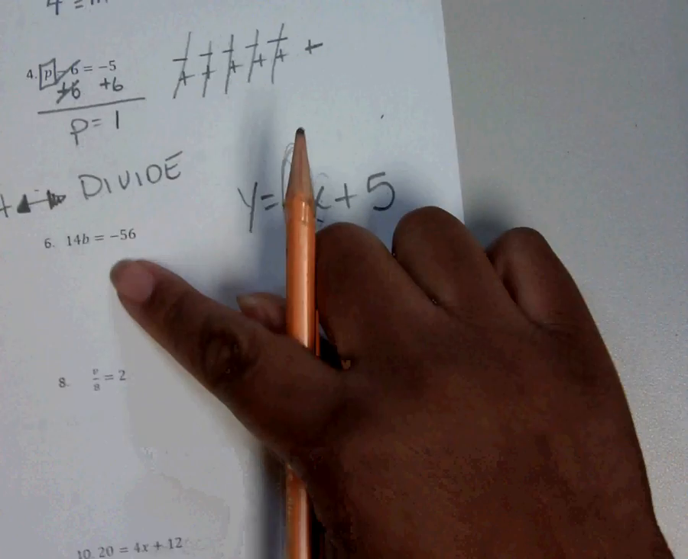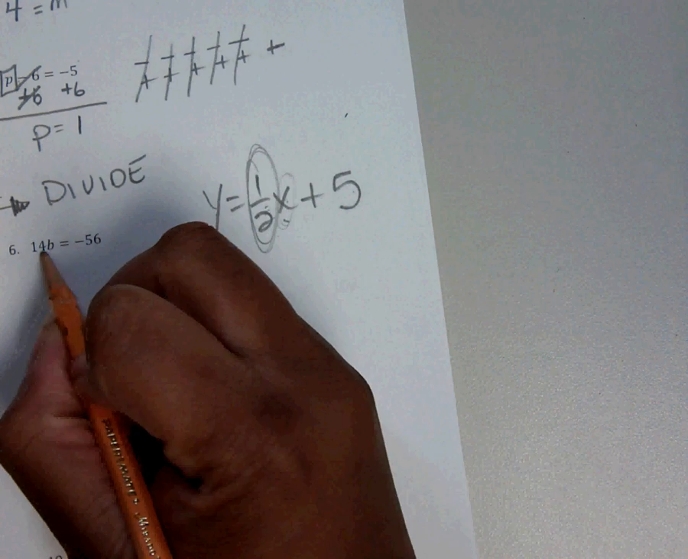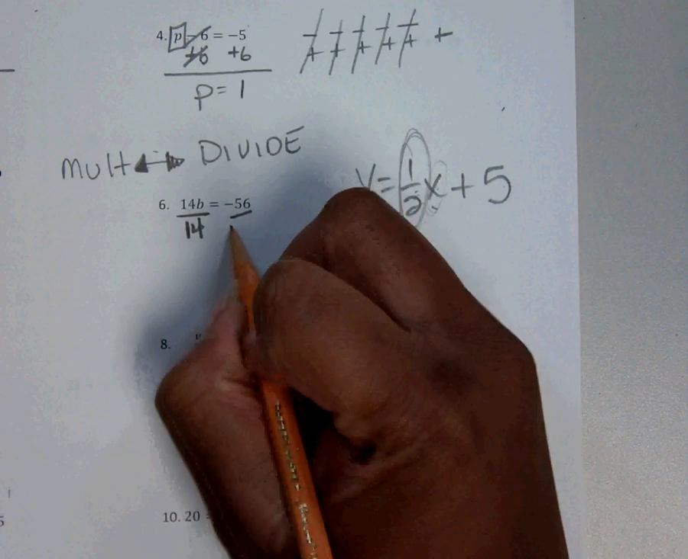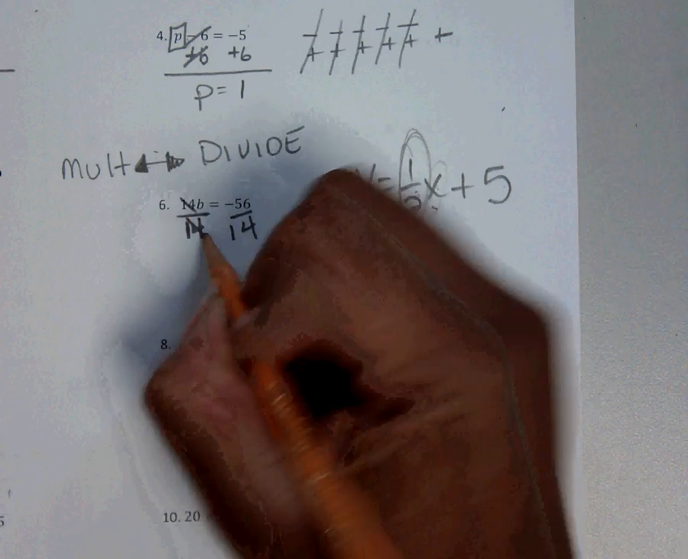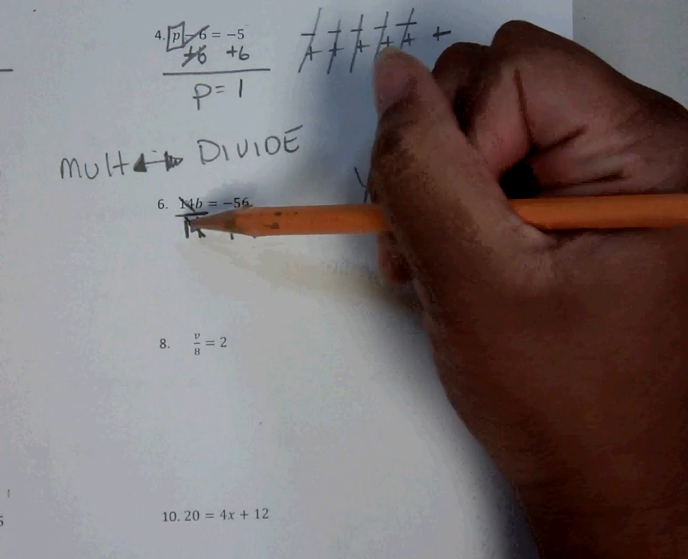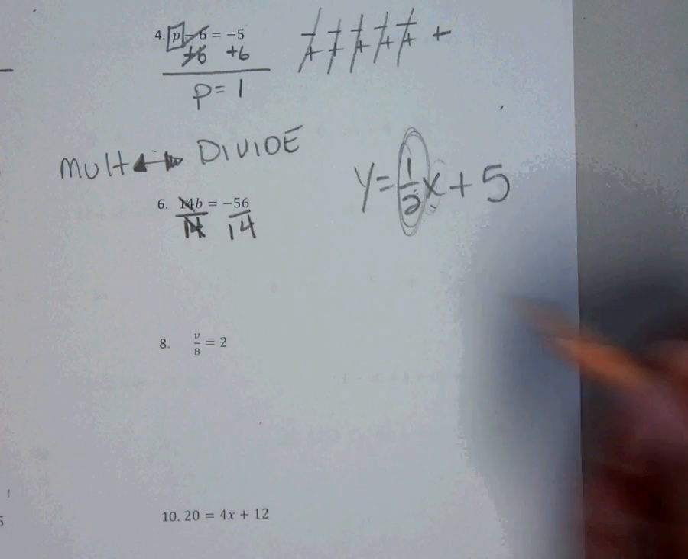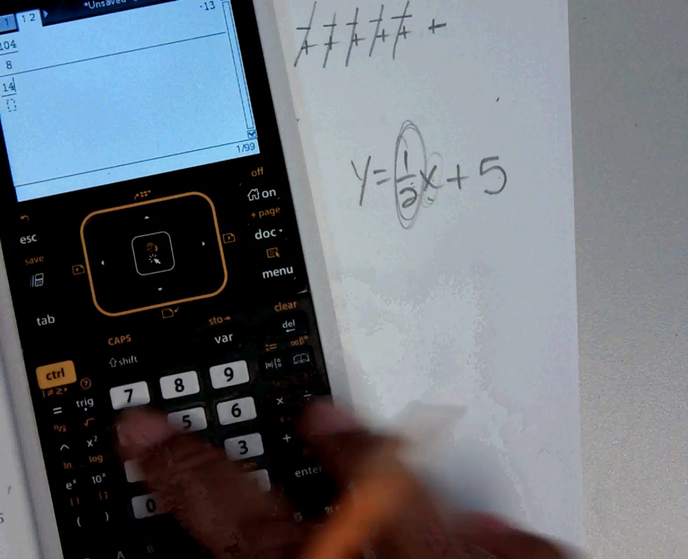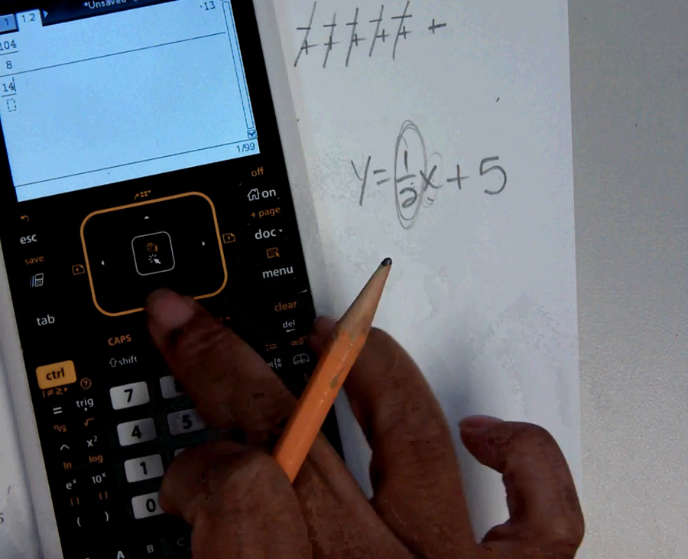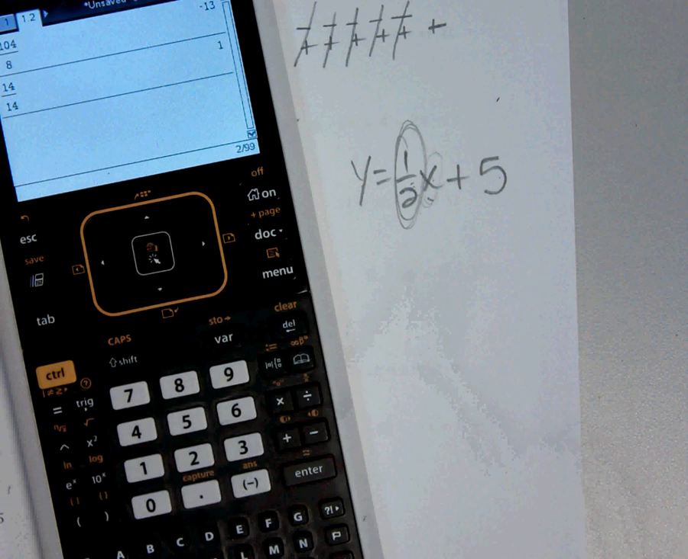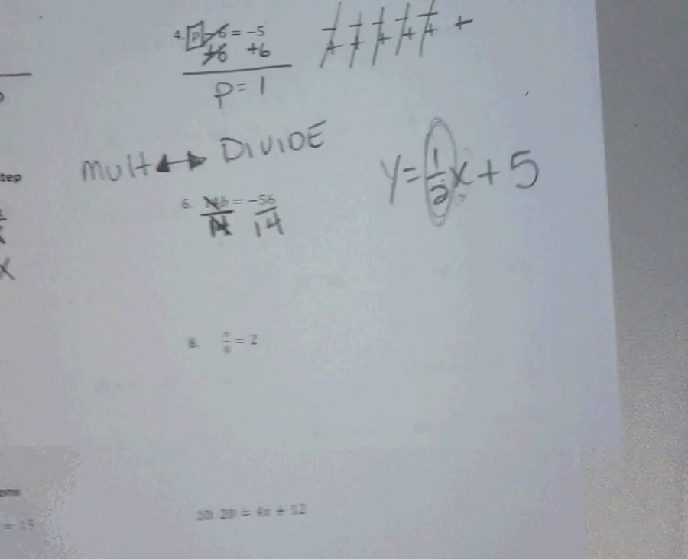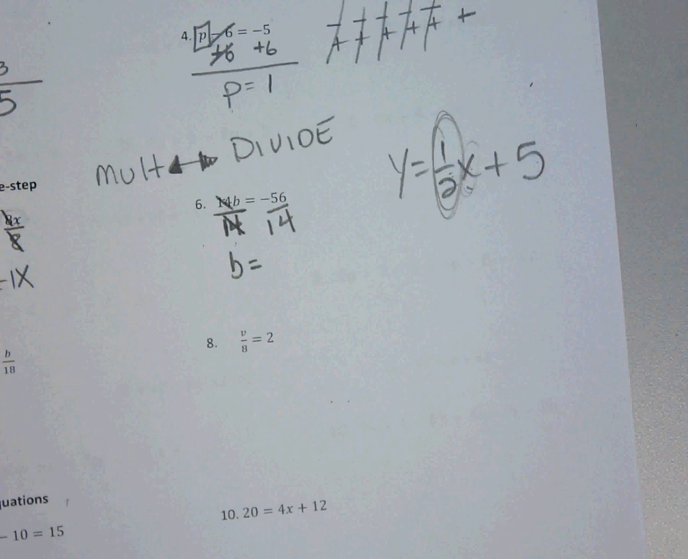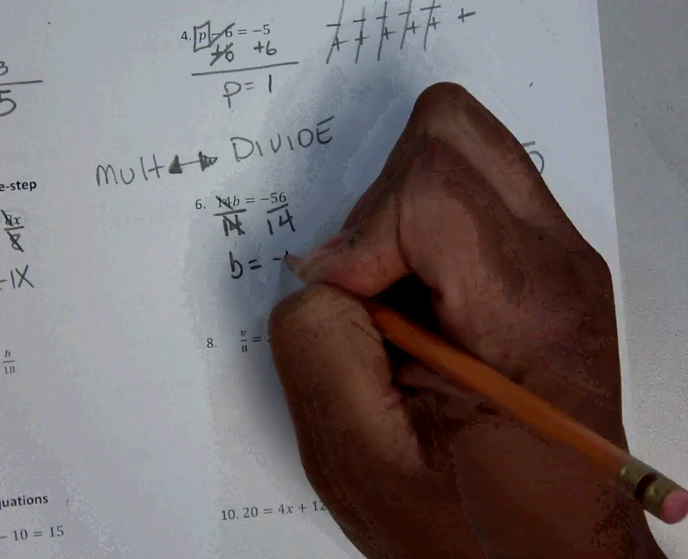Okay, so now it's this one. That's multiplication. So I'm going to divide, because I have to do the inverse. Divide. Cancel, cancel. That becomes a 1. So this is really 1. How do I know that? 14 divided by 14 is 1. Control divide. 14 divided by 14 is 1. So it's not 0, it's 1. So B equals negative 56 divided by 14, which is negative 4.